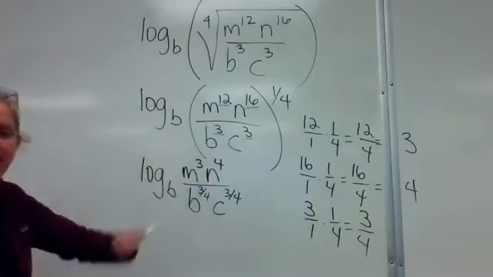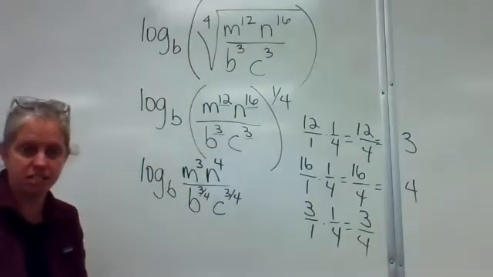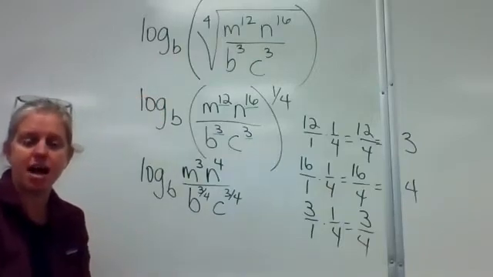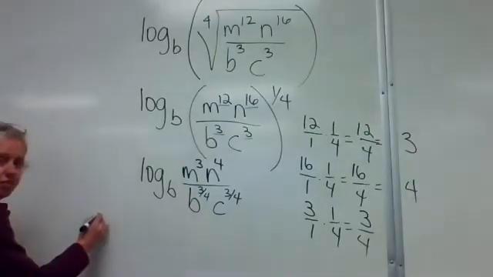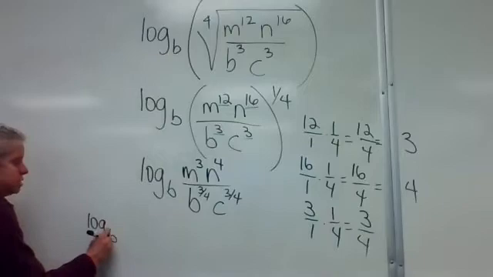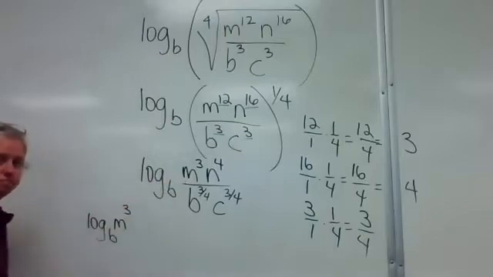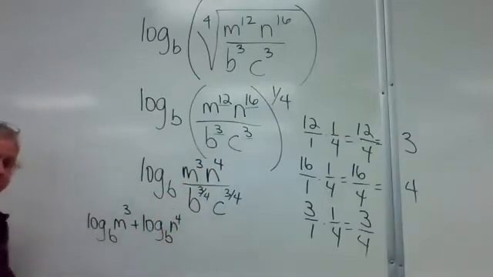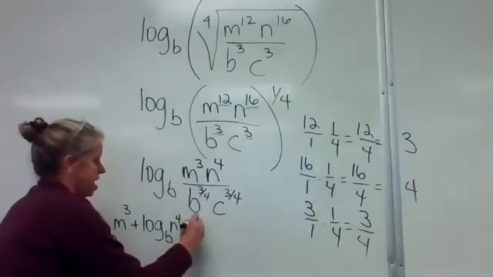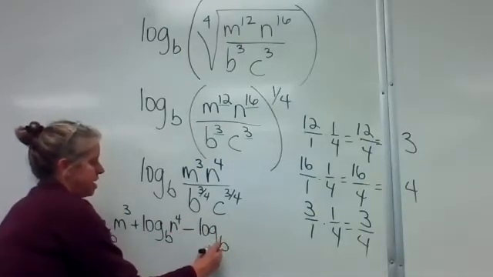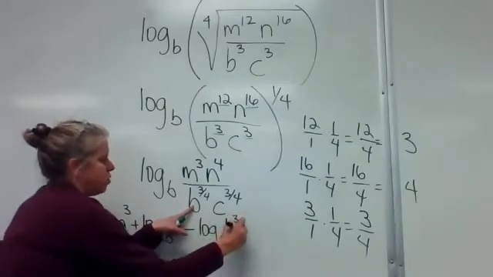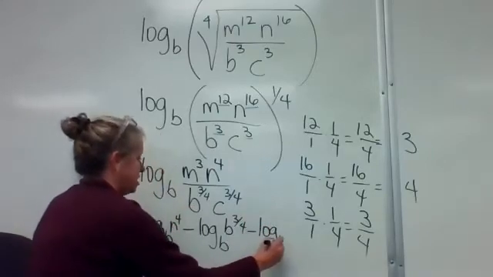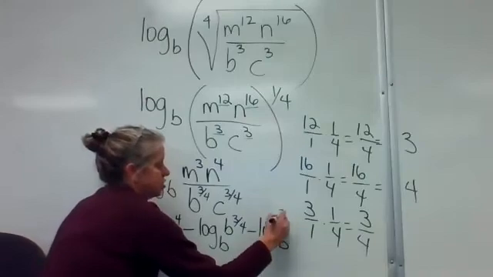So now I'm going to rewrite it as the sums and differences. Okay, the ones in the top are the sums. The ones below the division line have minuses in front of them. So I'm going to have log base B. The first one's m to the 3rd plus log base B n to the 4th. And then minus for the bottom ones, minus log base B of b to the 3/4 minus log base B of c to the 3/4.